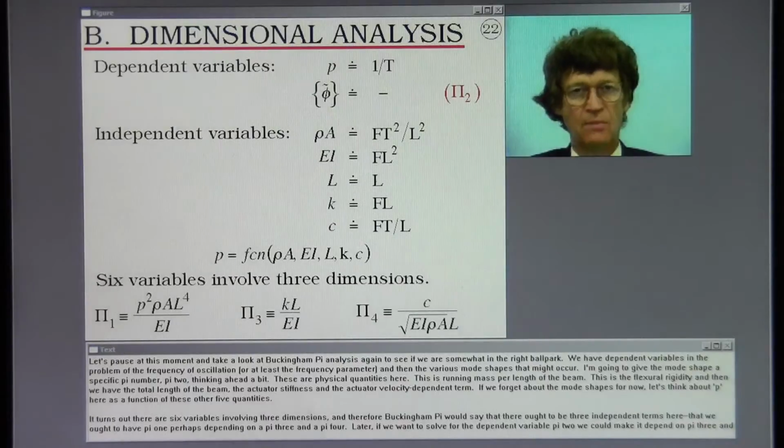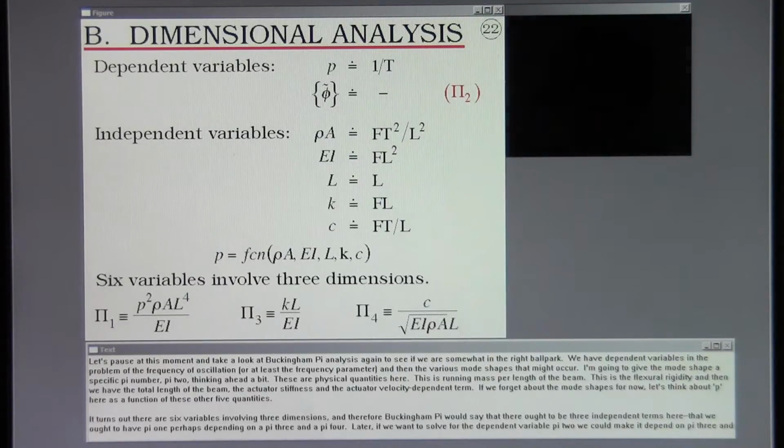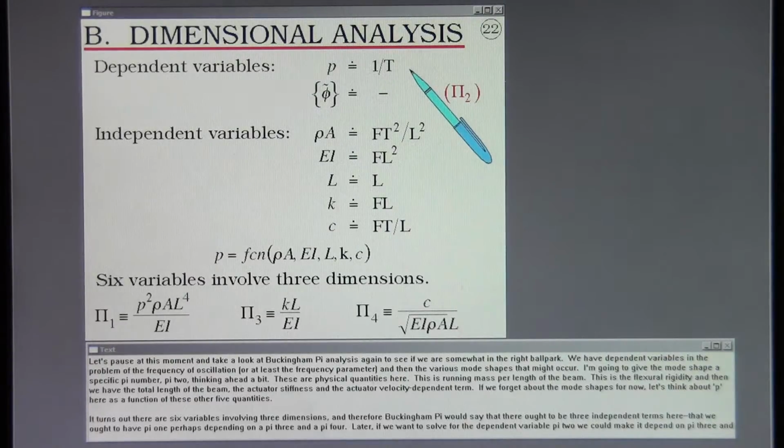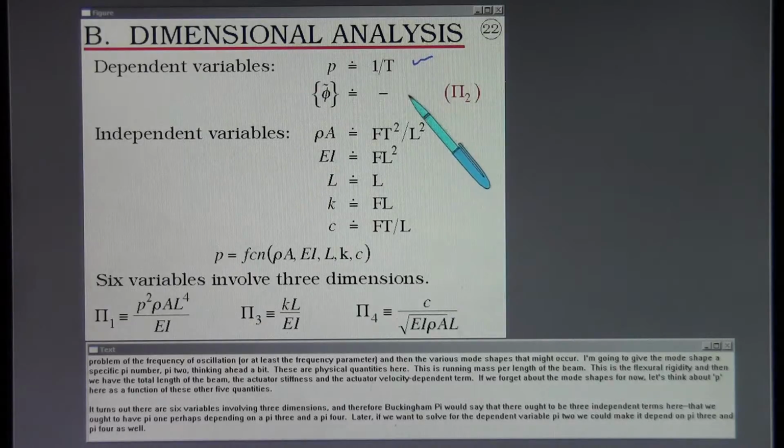Let's pause at this moment and take a look at Buckingham Pi analysis again to see if we're somewhat in the right ballpark. We have dependent variables in the problem of the frequency of oscillation, or at least a frequency parameter, and then the various mode shapes that might occur. I'm going to give the mode shape a specific pi number, pi 2, thinking ahead a bit.